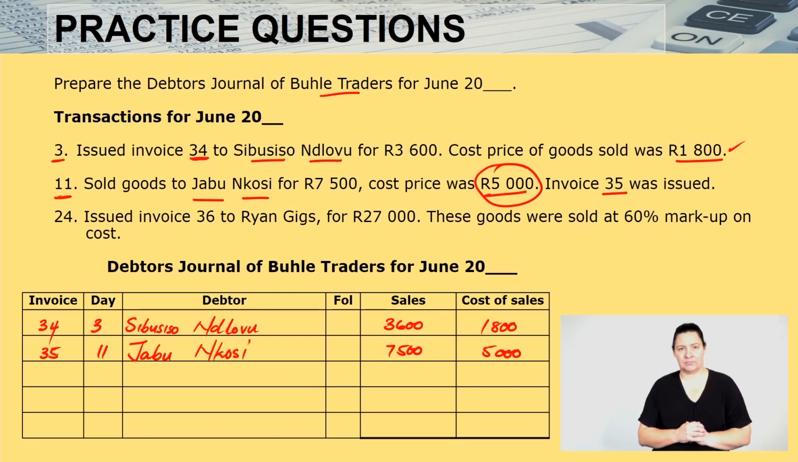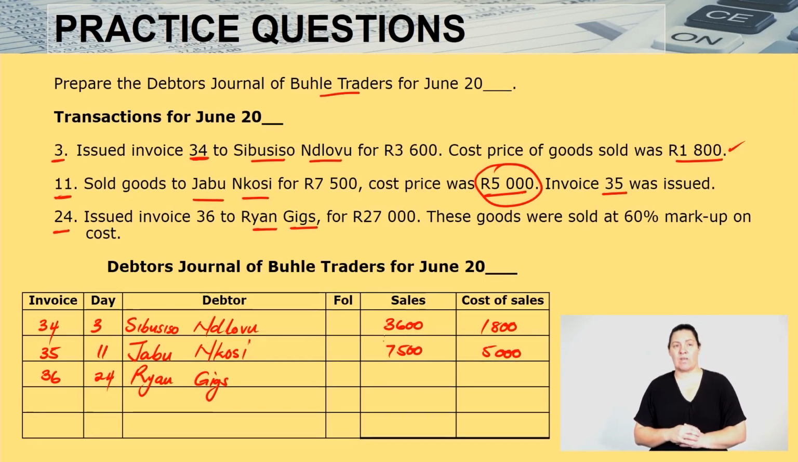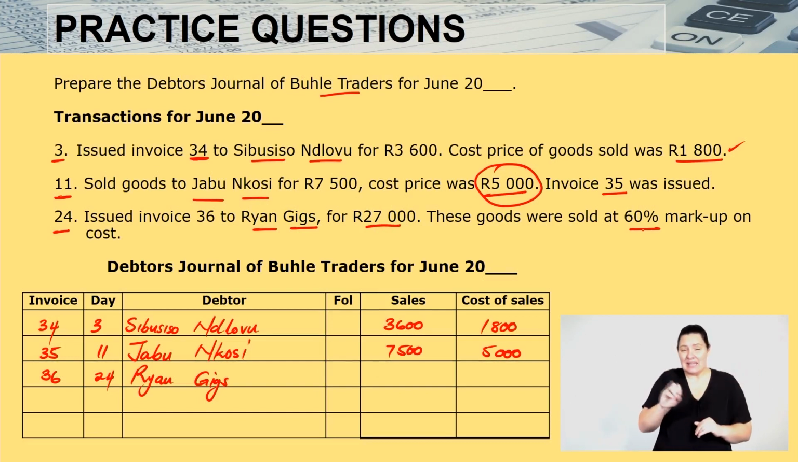On the 24th, issued invoice 36. So I know already my next invoice is invoice number 36. The date is the 24th. Issued invoice to Ryan Gigs. So I'm coming here, we're selling goods, and the debtor's name is Ryan Gigs. And we are told that the goods were sold for 27,000. And they say these goods were sold at 60% markup on cost.